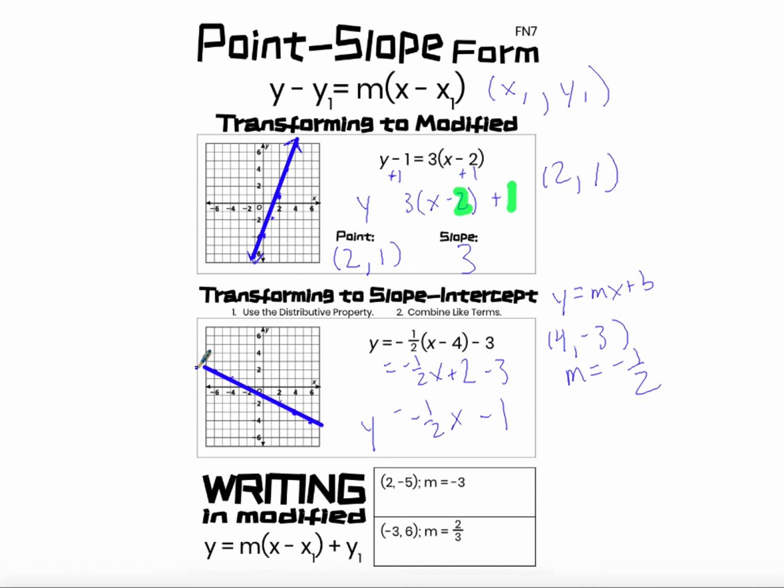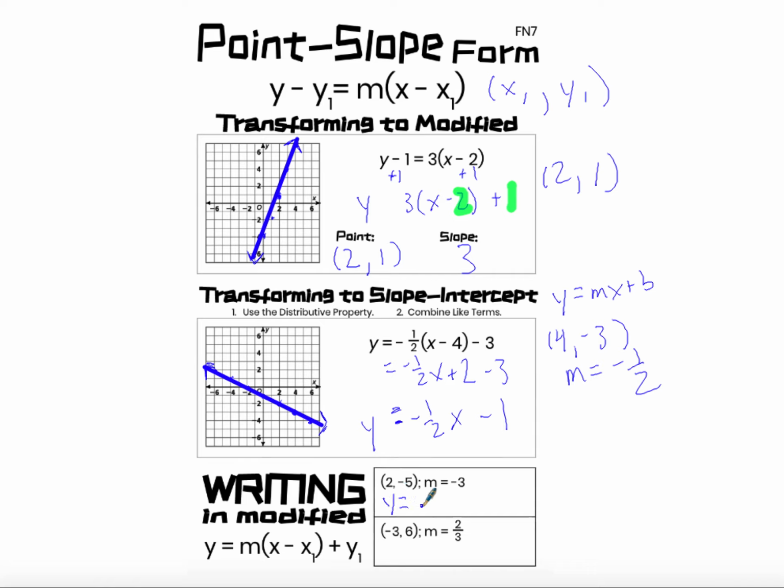Again, to recap, we first graphed this from modified point-slope form by plotting the point 4, negative 3, and then using the slope. And then we checked our transformed equation, y equals negative 1/2 x minus 1, to make sure we did that correctly. One final skill that we may be asked to use is to, given a point and a slope, write an equation in modified point-slope form.